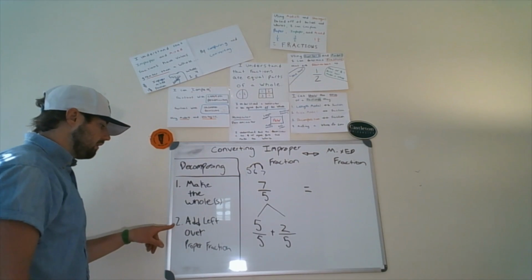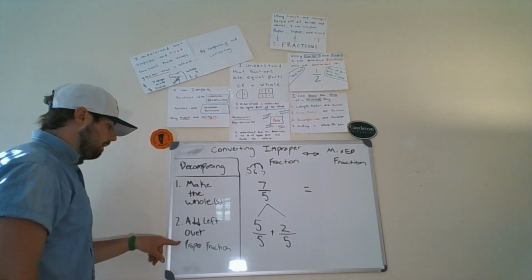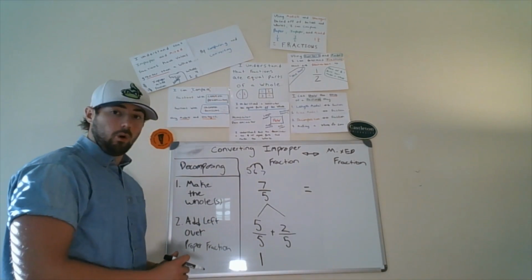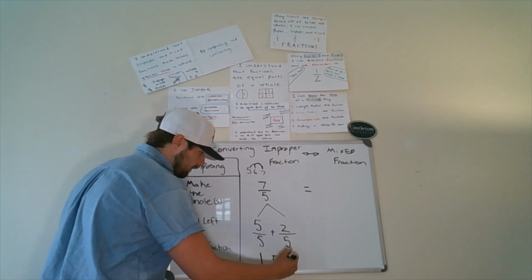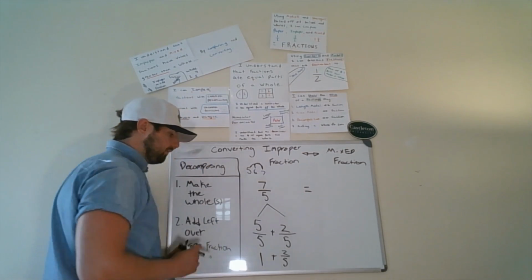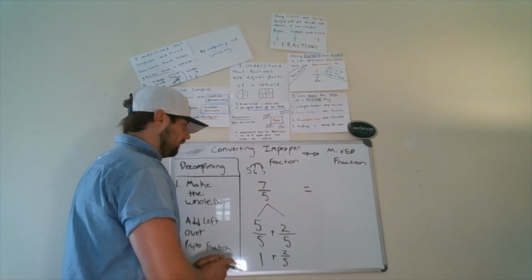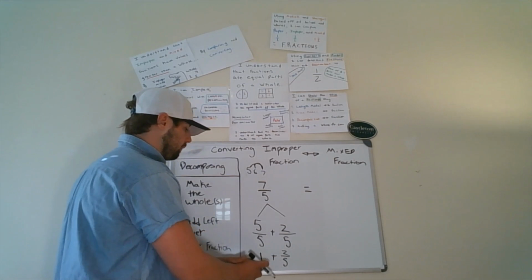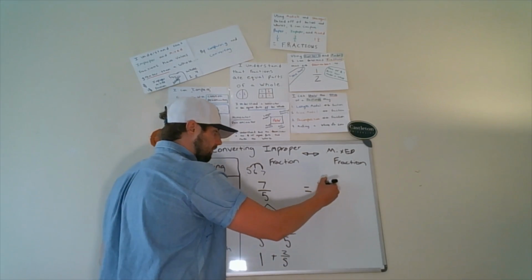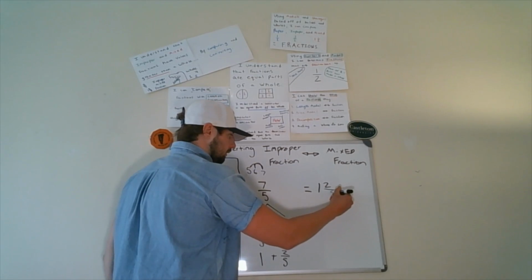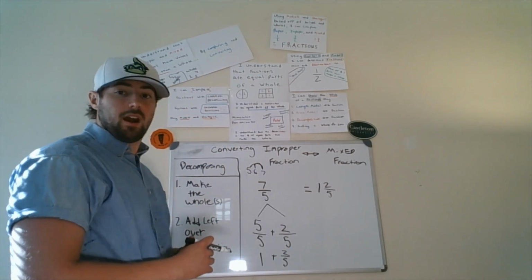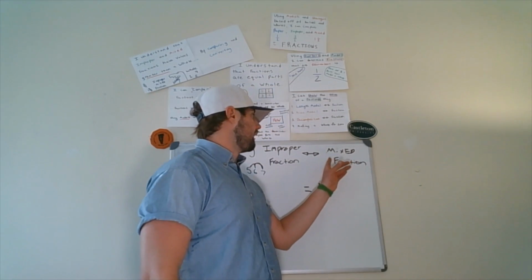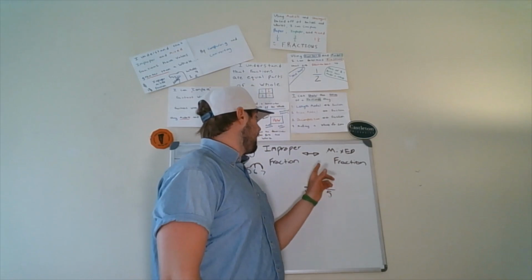The next thing we need to do is add the leftover proper fraction, which we just did. 5/5 is our whole plus those 2/5 left over. 7/5 as a mixed fraction, a whole and a proper fraction, would be 1 and 2/5. They are indeed equivalent.